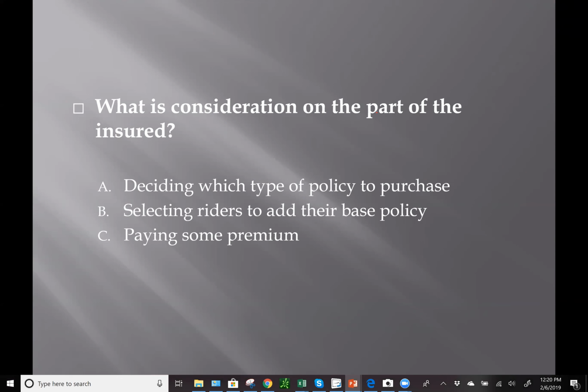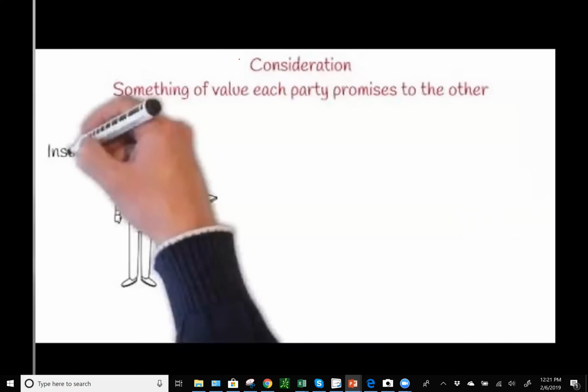Now let's talk about the question itself. In the question, what is consideration on the part of the insured? What word or words are going to be important? Well, hopefully you are saying the word consideration. Now, you need to know what that word means in the insurance world, because outside of the insurance world, it means I'm thinking about something, I'm being considerate, blah, blah, blah. Well, let me show you a quick video about the word consideration and see if this helps you find the correct answer along the way.